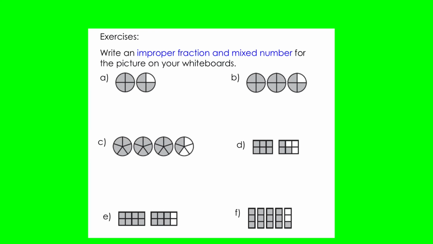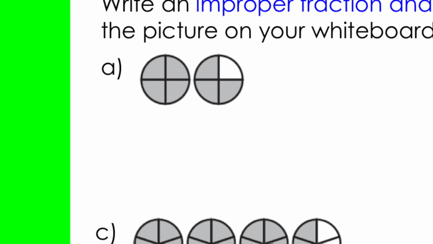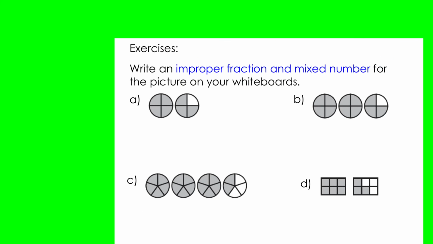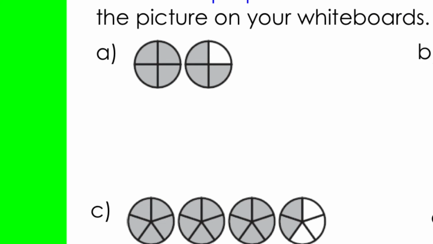Now, what we also did together as a class is I had the kids not build some of these, but look at some pictures and tell me what's represented in these pictures. So, if you look at part A, I wanted to write the improper fraction and the mixed number. Well, to determine the improper fraction, count the number of parts each part of the picture is divided into. You can see it's divided into 4 equal parts.